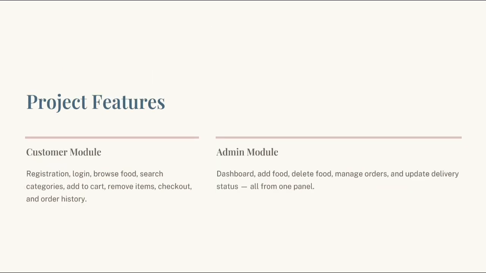Food Genie consists of two major modules. The first is the customer module where users can register, log in, browse food items, add products to their cart, and place orders. The second is the admin module, which enables administrators to manage food items, monitor customer orders, and update order status. Together, these modules provide a complete online food ordering solution.